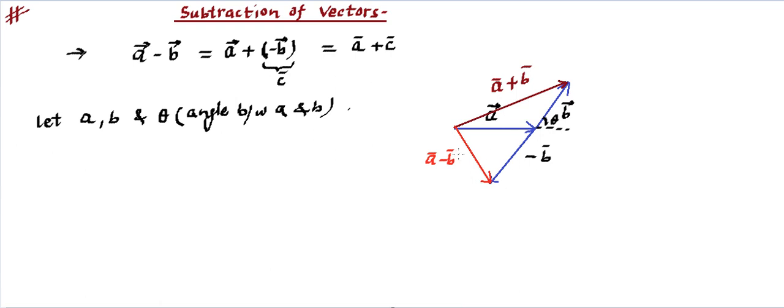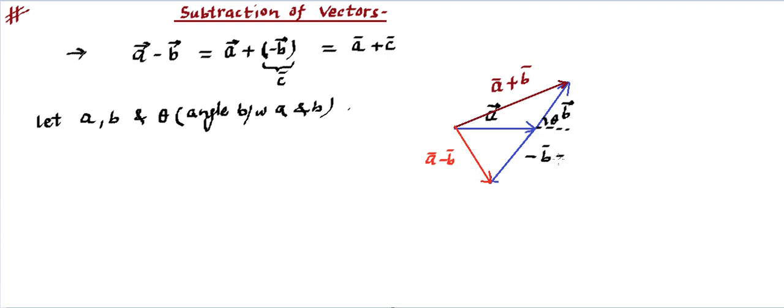Now we know that the magnitude of this component is a, the magnitude of this component is also going to be b, because this minus sign is talking about the direction, so this is going to be b in length, this is going to be a in length. Now the angle between a and minus b, which we are calling a c vector.